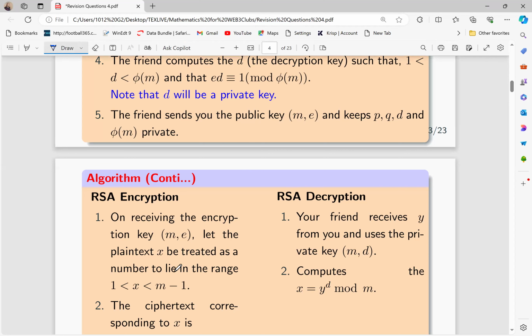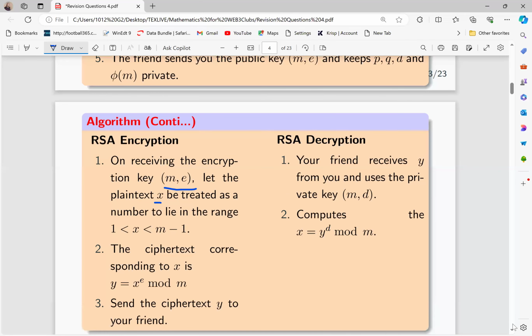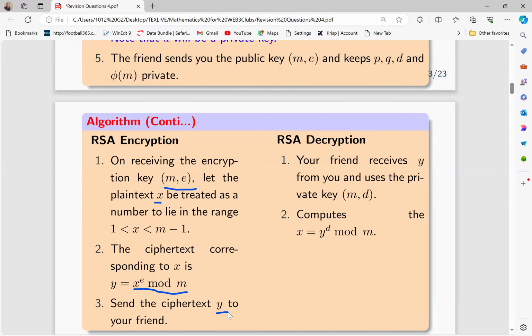Now, this is how you encrypt. So the encryption key is here. You take your plain text and raise it to E, mod M. Get the ciphertext Y. This is what you send to your friend. Is that okay? There's a condition that I've put here, that the plain text you're sending should not be larger than M minus 1.